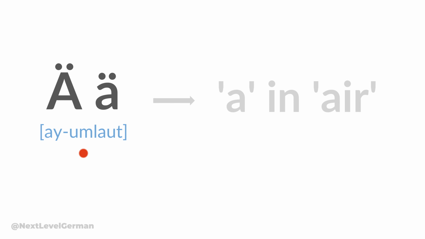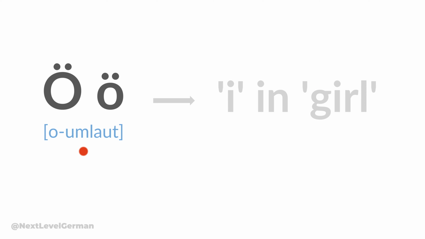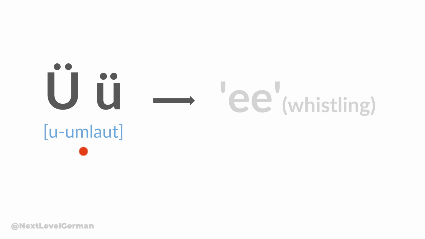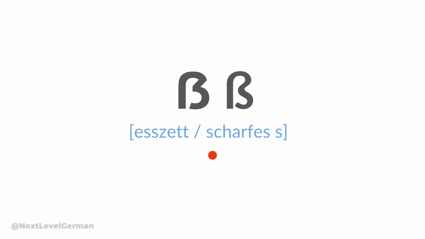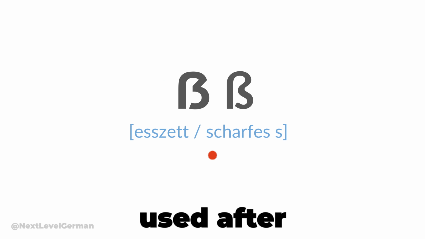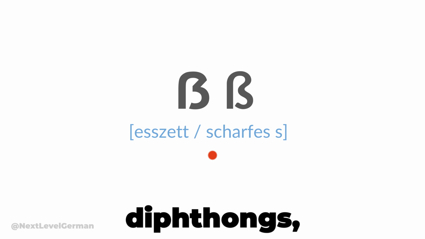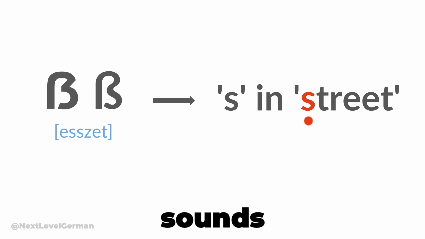Let's spotlight our special characters. Ä sounds like an A in air. Ö is like turning I in girl into a vocal exercise. And Ü sounds like an exaggerated E with the lips formed as you're whistling. And then there's the SZ or sharp S, a symbol used after long vowels and diphthongs, making the S sound more pronounced, as in Straße, meaning street.